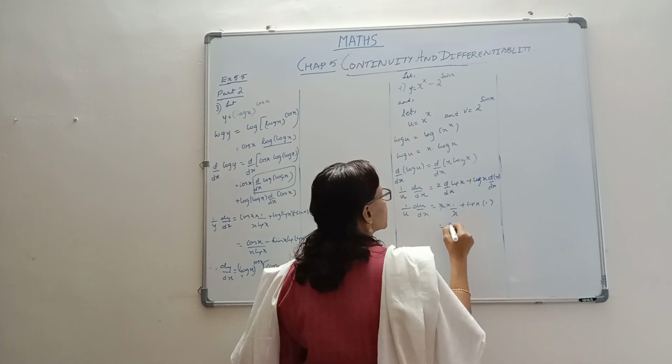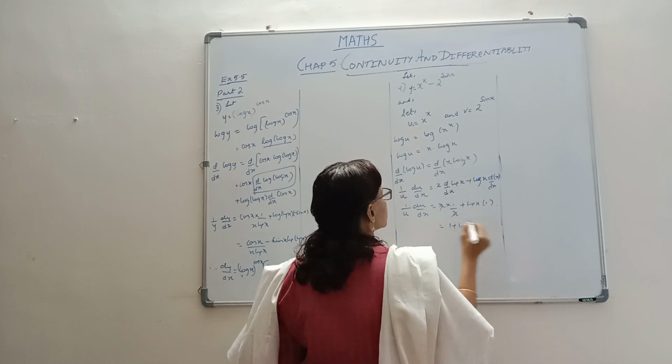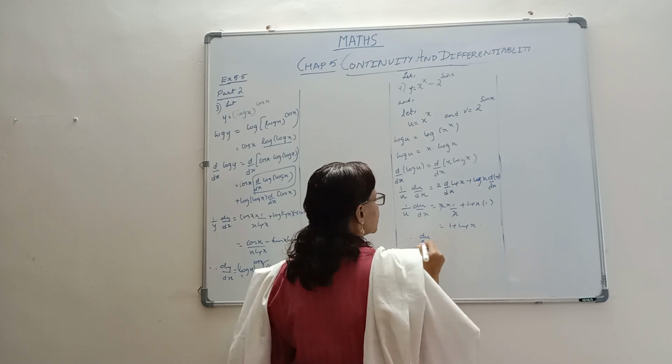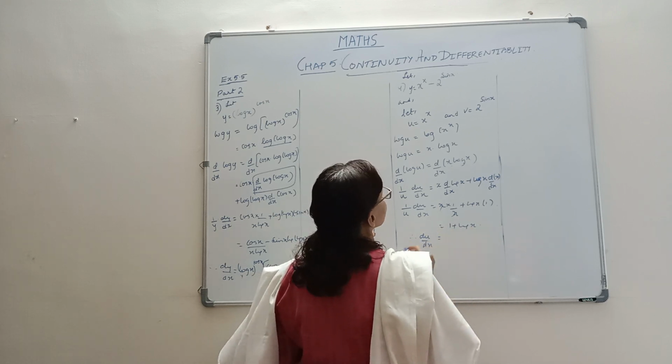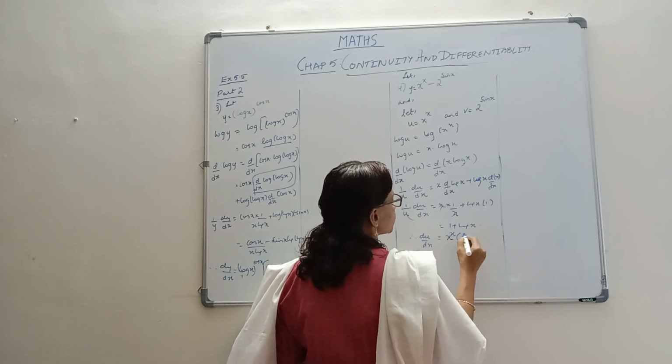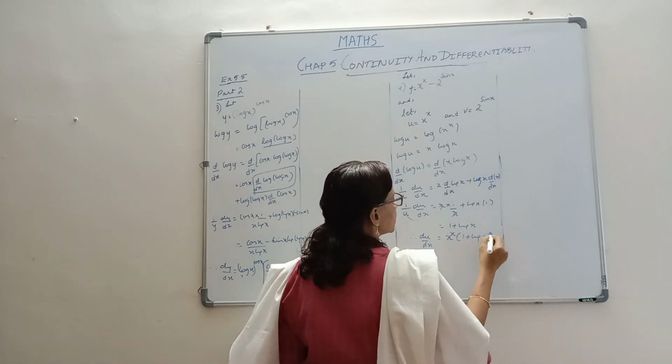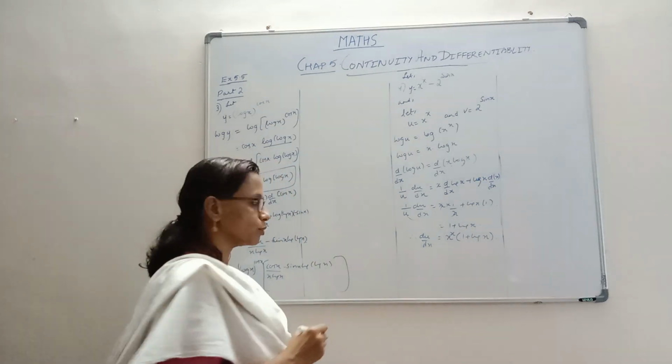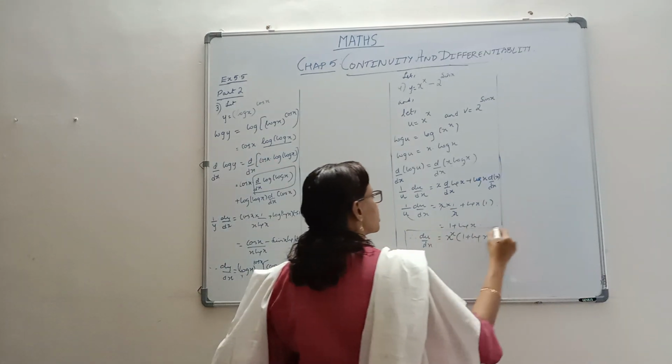So basically what is coming? 1 plus log x. So what is coming? For du by dx, we are taking the u to the other side, so it will become x raised to x times 1 plus log x. You have got du by dx. Now let's concentrate on v.